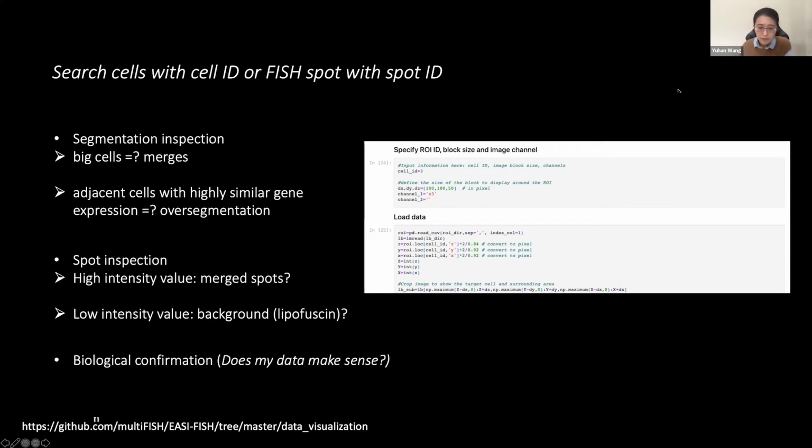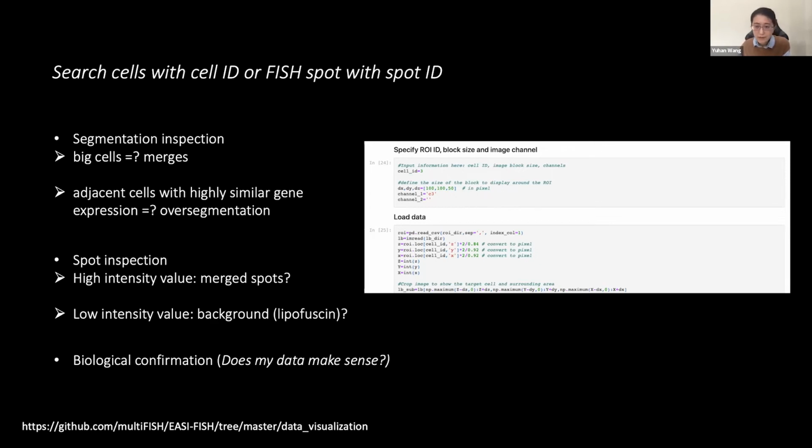This is just a snapshot of the code I use. It's very simple, but I just type in my cell ID that came out of these analyses. Based on the cell's position, I can crop out a subset around this cell, so I know what is going on in that particular crop. I can look at the segmentation, the raw images, and also the spots detected in this particular cell and its neighbors.